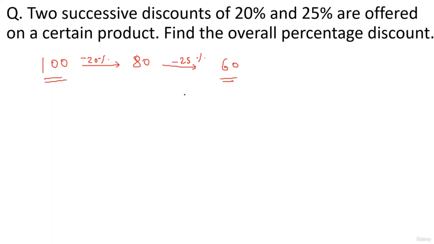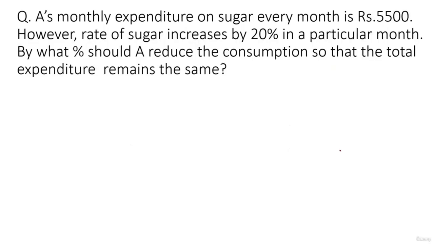Okay, we can find the percentage change now. Okay, final minus initial upon initial into 100. 60 minus 100 is minus 40%. So what is the overall percentage discount? It's basically 40%.